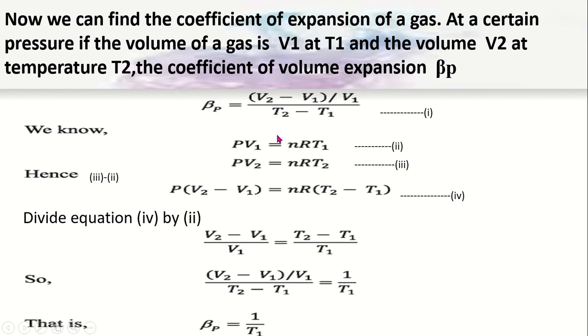The coefficient of volume expansion of gas is indicated by beta P. So beta P equal to 1 by T1. Therefore, you can see that the coefficient of expansion of gas is not constant at all. It is reciprocal to the temperature T1, that means initial temperature, that is inversely proportional. The less the temperature, the more the expansion. The more the temperature, the less the expansion.